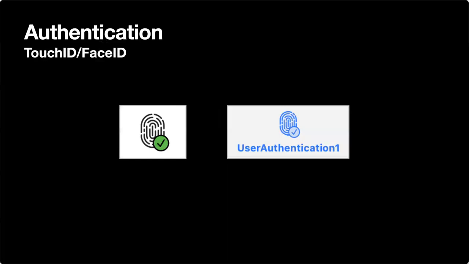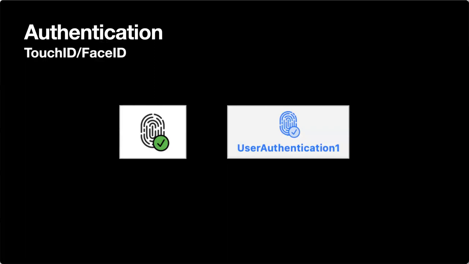All right, let's talk about authentication. Authentication means the user providing proof that they are who you think they are. On iOS, this means Face ID or Touch ID, or even the user entering their device password or passcode. And this is going to be a familiar theme. You do this by dragging the authentication control from the library, dropping it onto your layout, and you'll get a user authentication instance. By default, it'll be UserAuthentication1.